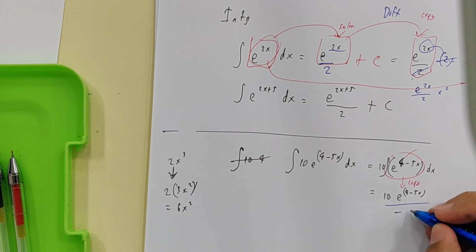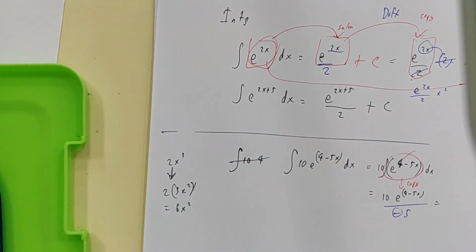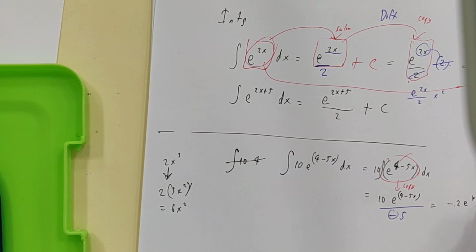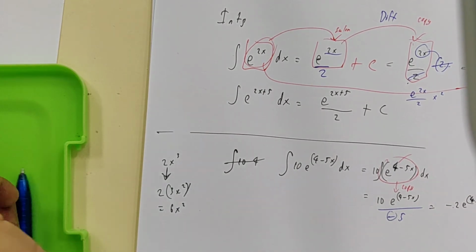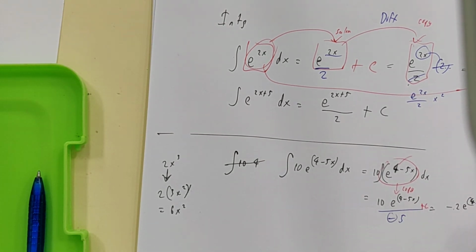If you got negative 5 with the negative there, that means you are in the 20% who are always right. Right, negative 5. e^(4 minus 5x). Are we done? Very good observation. Plus C. I forgot. Okay?